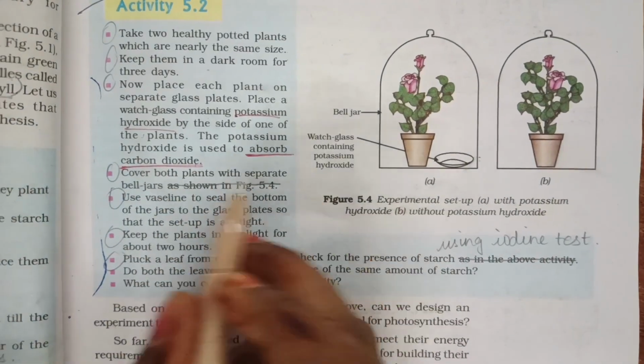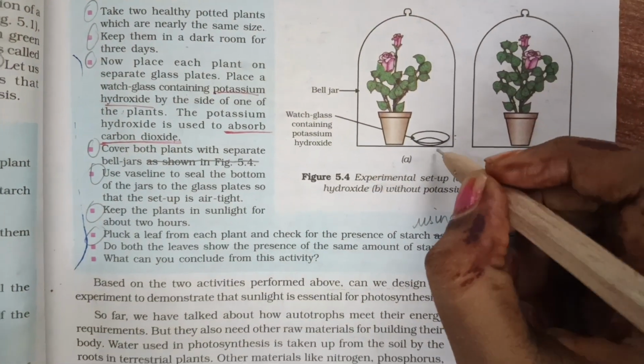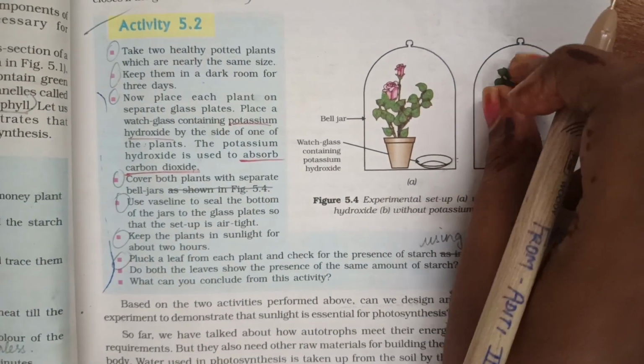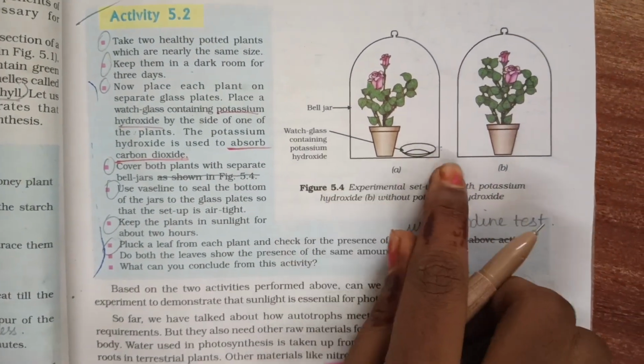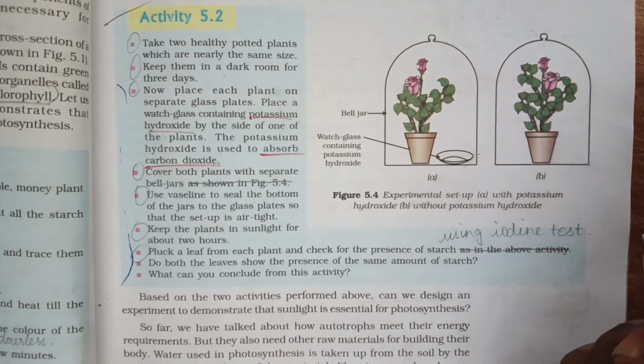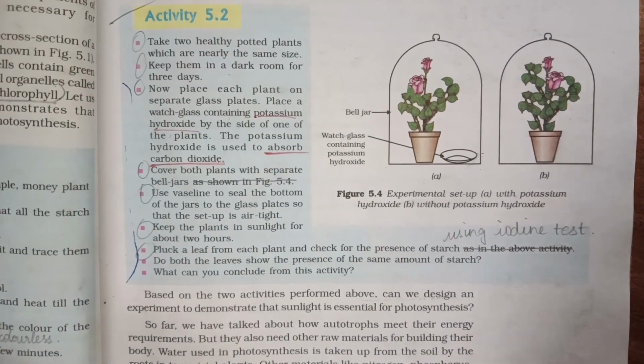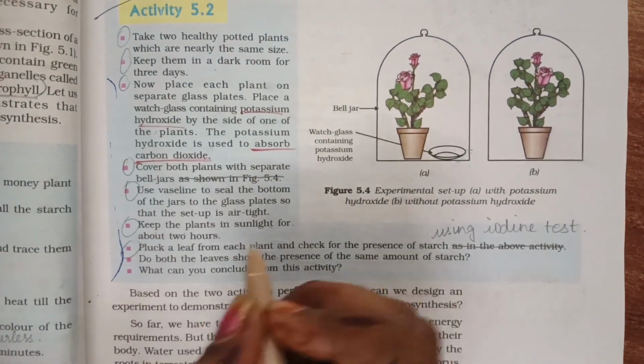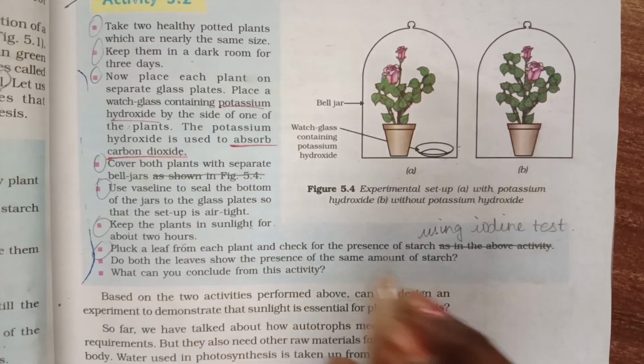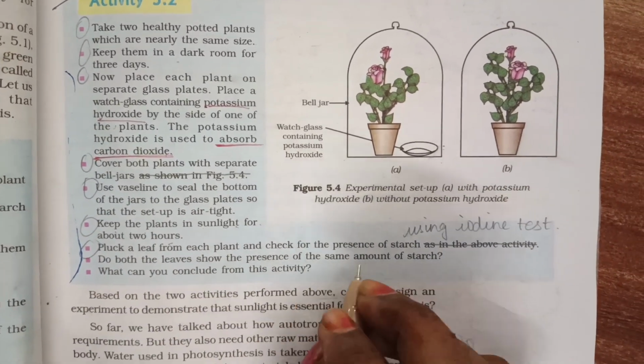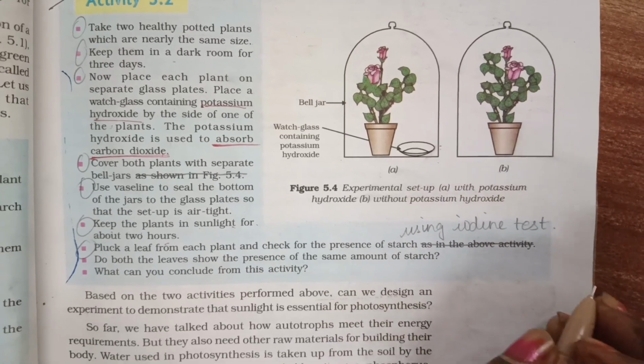Cover both plants with separate bell jars. This is the bell jar. They are asking us to cover both the plants with the bell jar and apply Vaseline at the bottom to make the setup airtight. Keep the plants in sunlight for about 2 hours. Pluck a leaf from each plant and check the presence of starch using the iodine test.